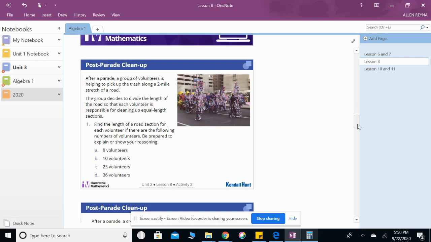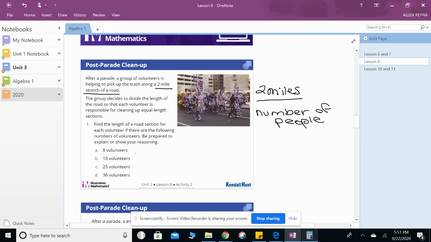Okay, so how much road are they cleaning up? So up at the top, it says right here, they're cleaning up 2 miles. And then depending on how many people you have will depend on how much they have to clean up, right? So we're going to take that miles and we're going to divide it by the number of people. So if you only have one person, that's going to be really hard because that one person has to clean up that whole 2 miles.